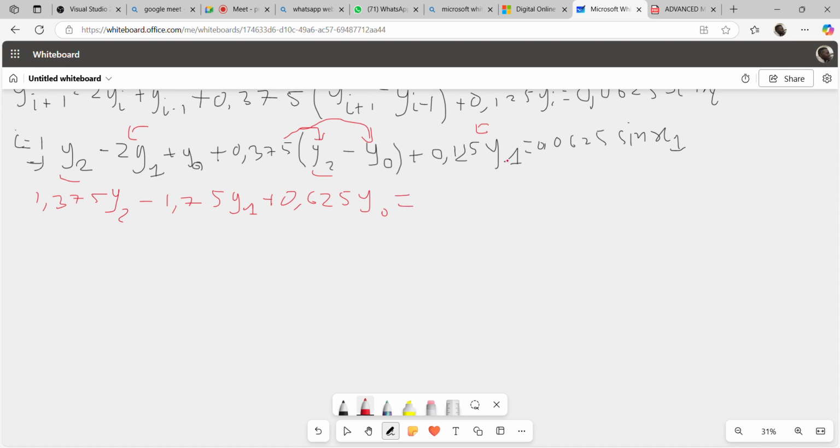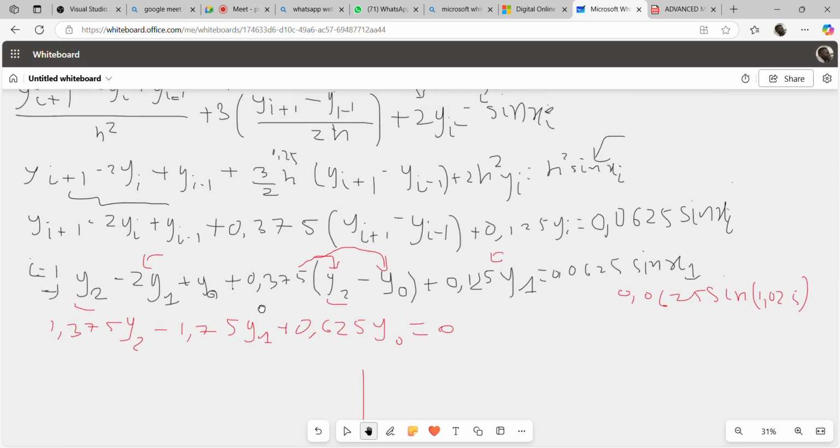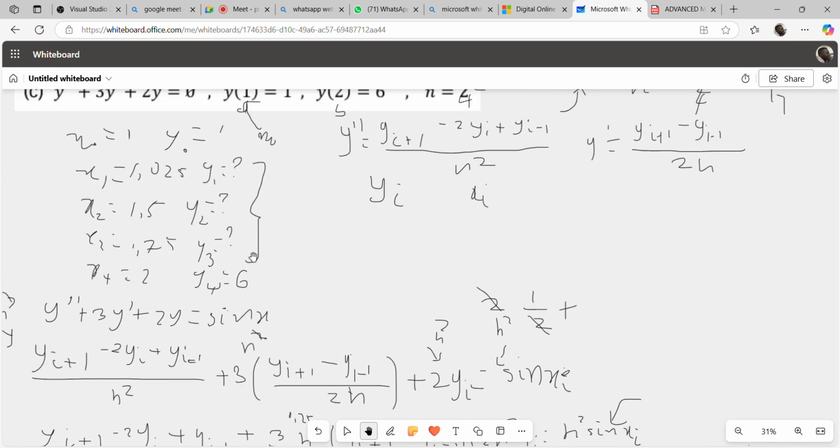Because we already got the y1, we add them, we have this. y2, we add them, we have this. y0, we add them, we have this. Now, on this one, you can calculate it. Let me just write the final answer. You have 0.0625 sine of x1. What is the value of x1? I do believe it is 1.025. Sorry, this is x1, 1.025.